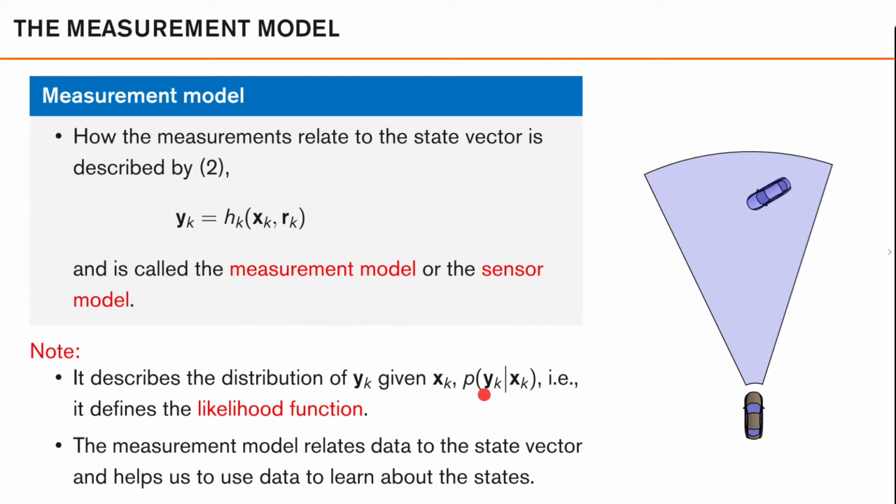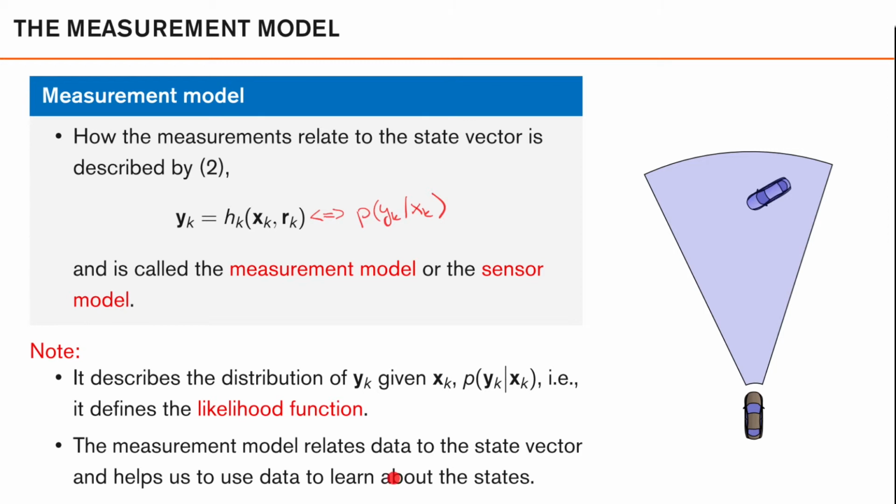And we recognize this distribution here as our likelihood function. So the measurement model actually defines the likelihood function in our estimation problem. As such, when we talk about the measurement model, we sometimes mean the likelihood function, as they are equivalent. As with the motion model, we have an equivalent probabilistic representation of this equation. The other thing that we should note is that we use the measurement model to relate data to our state vector. And it helps us to use data to learn more about our states.